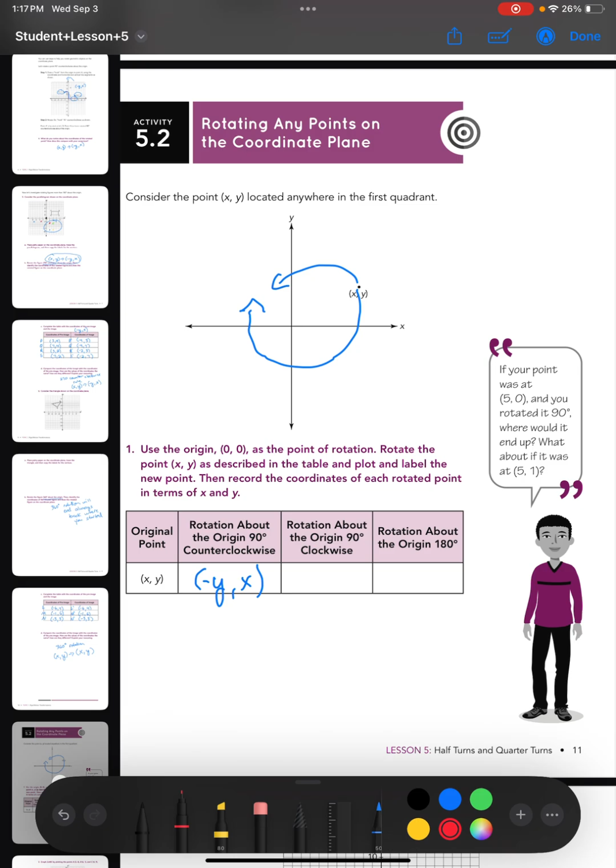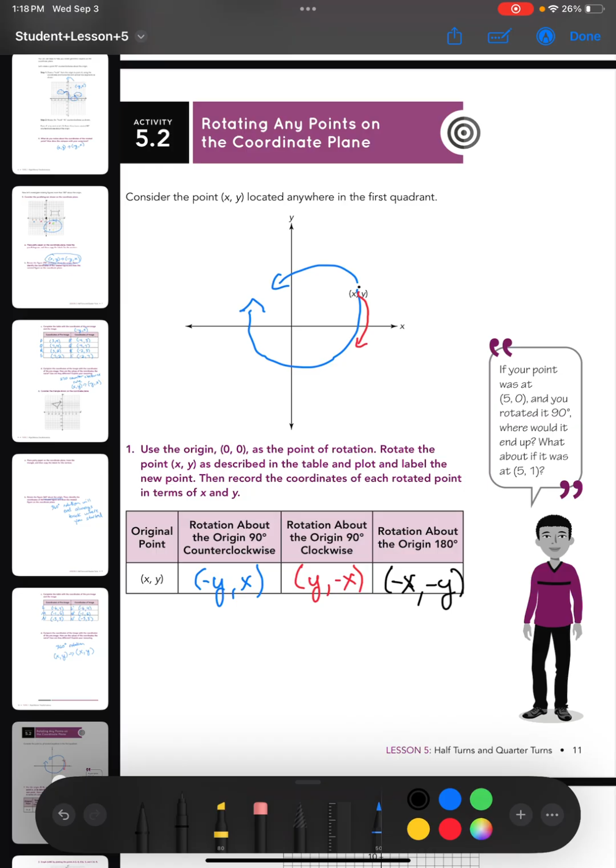Okay, 90 degrees clockwise. That is going to be y, negative x. If you think of that point, to move 90 degrees clockwise, the x is becoming negative, and the y is swinging positive and going in that x spot. Then rotating 180 degrees around the origin, it doesn't matter if we go clockwise or counterclockwise because you're going to end up in a straight line two quadrants away no matter where you go. So that's just negative x, negative y.